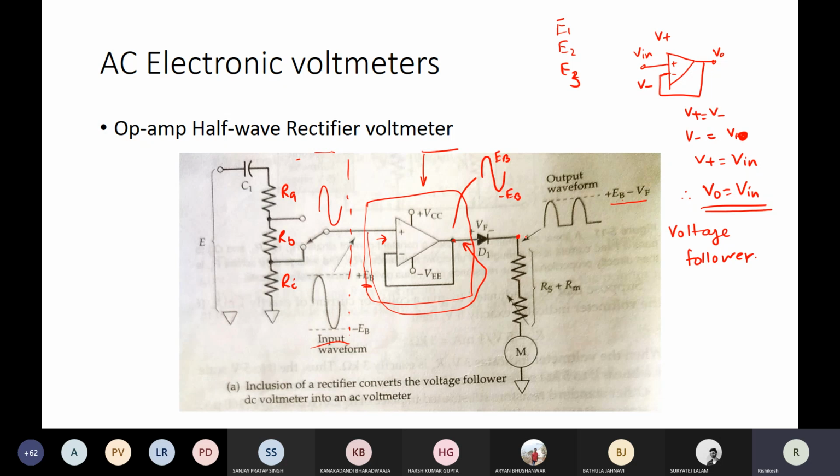So what will be the current flowing through the meter? How will you calculate the average value? That is I average, correct. How much is I average? 0.3185 times I peak. Yes sir. What is I peak? EB minus VF by RS plus RM.